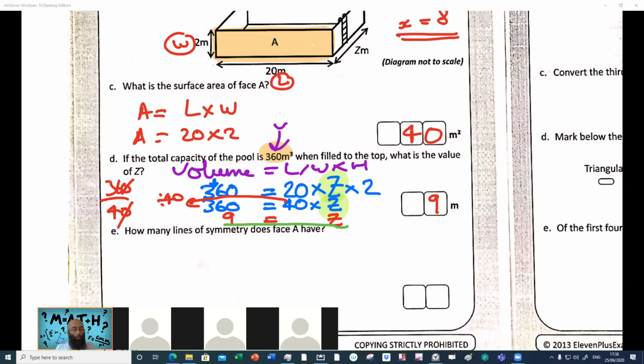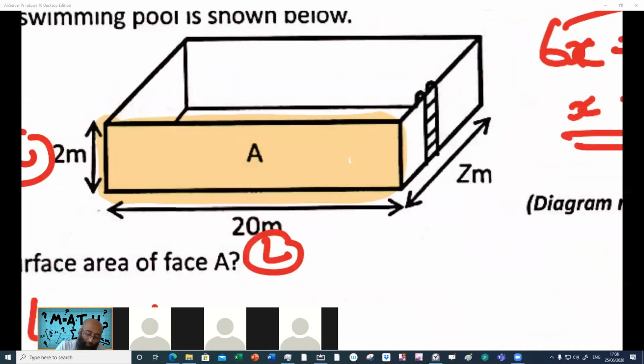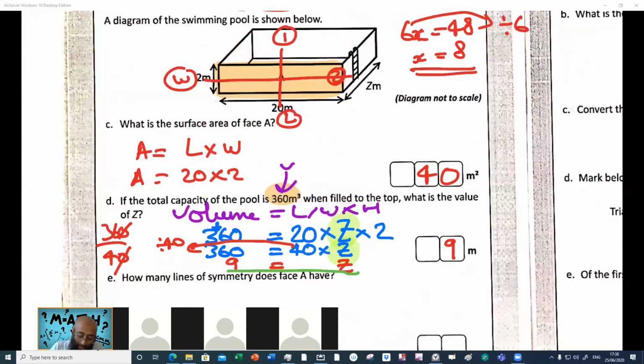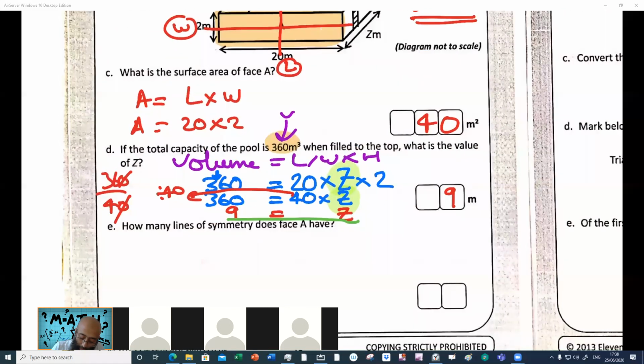Beautiful, let's go. Read the last part, Mr. Musa. E. How many lines of symmetry does face A have? Lines of symmetry means if you slice or fold the shape, it will fold onto the other half. So that's one, and that's the other one. So you have 2 lines of symmetry. You can fold the shape down in half, or across in half, and it will match onto itself. Let's get those lines off because they make the diagram messy. So you have 2 lines of symmetry.